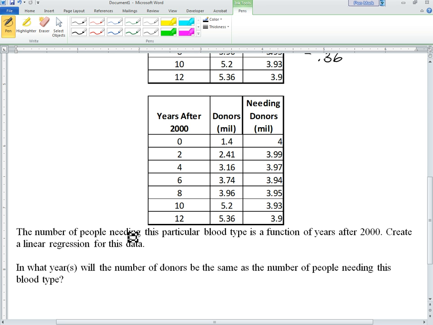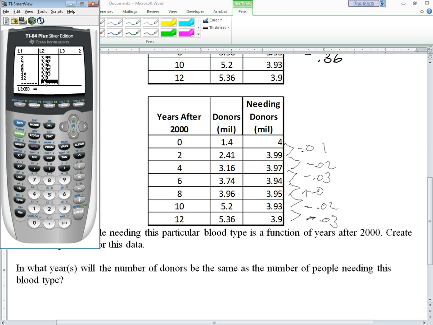The number of people needing this particular blood type is a function of years after 2000. Create a linear regression for this data. Okay, so now these are people who need the donors, and we see that that's decreasing over time. Now the decreases are, if you'll notice, approximately constant. 0.02, this is down 0.03, then it goes up 0.01, and then it goes down 0.02. So the number fluctuates kind of linearly, and it goes down 0.03. So it's approximately linear, and it's not really quadratic since the rates of change aren't getting consistently smaller or bigger. So we'll model these. And here are those values.